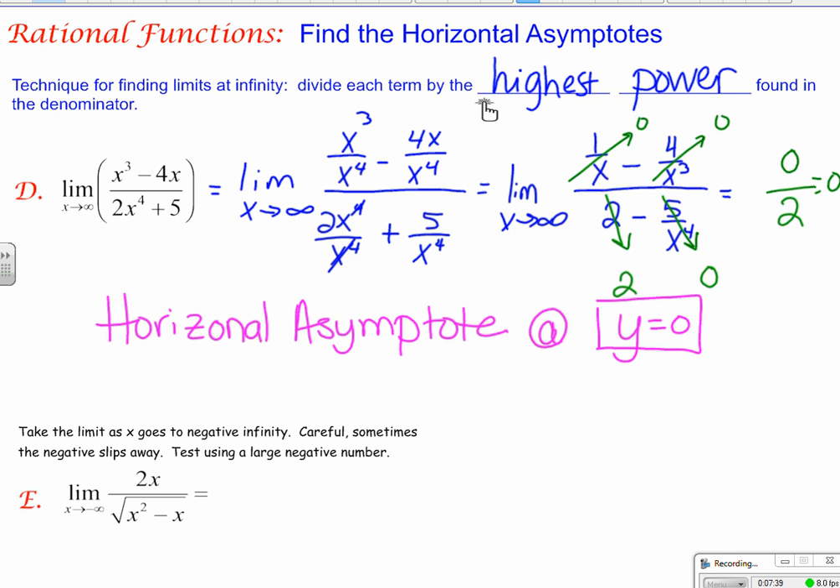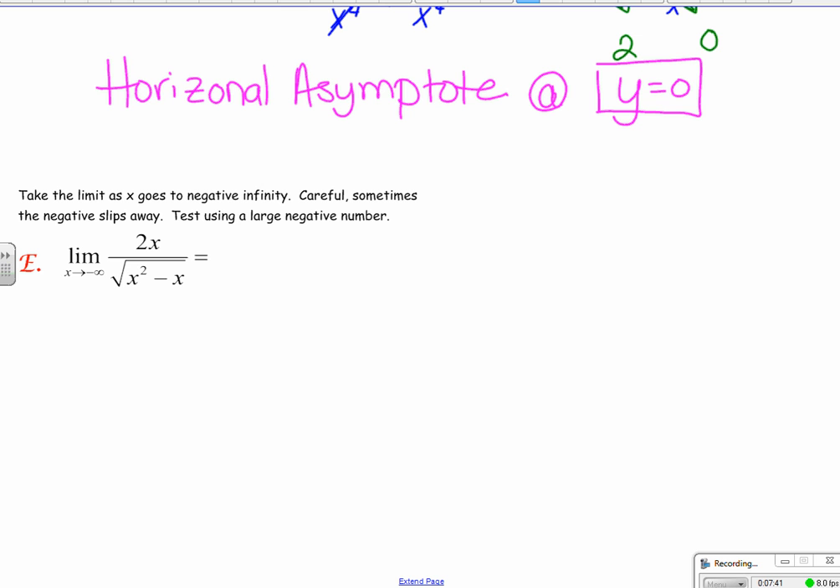Letter E, very similar application. Look at your denominator. I do see a radical in this denominator, but inside that radical I see an x squared. So what I want to do is take care of that one. I'm going to divide by that highest power.